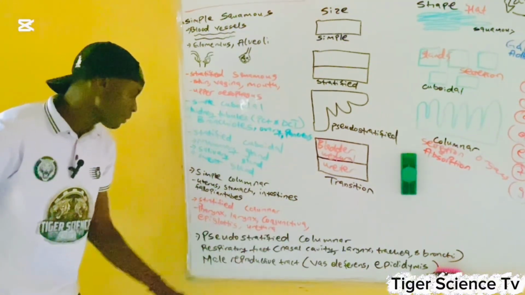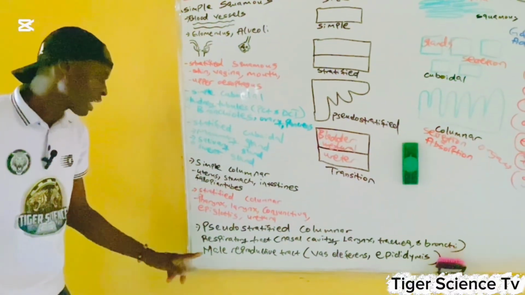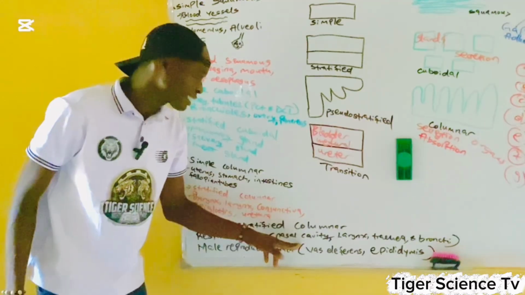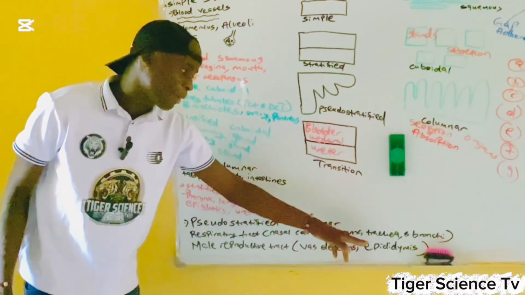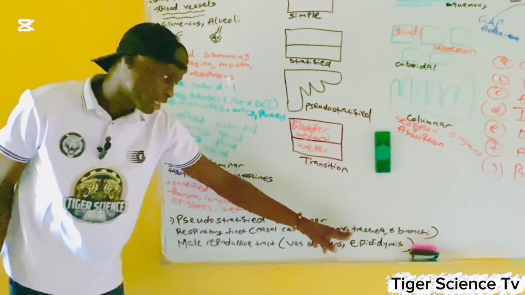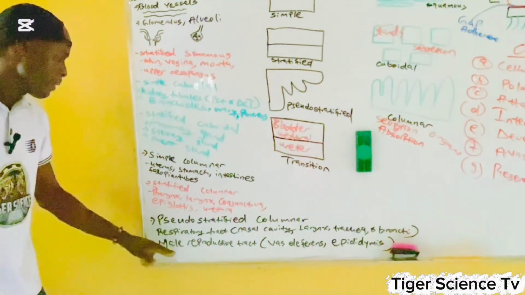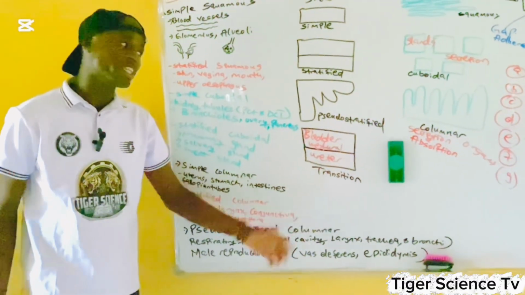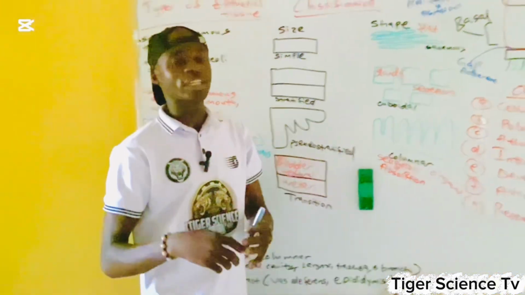So pseudostratified columnar epithelium is found in the respiratory tract and the male reproductive system. In the respiratory tract, they are in the nasal cavity, in part of the larynx, in part of the trachea, and the bronchi. Then in the male reproductive system, we find them in the vas deferens and epididymis. Okay, so class, this is what we have about the epithelial tissue.